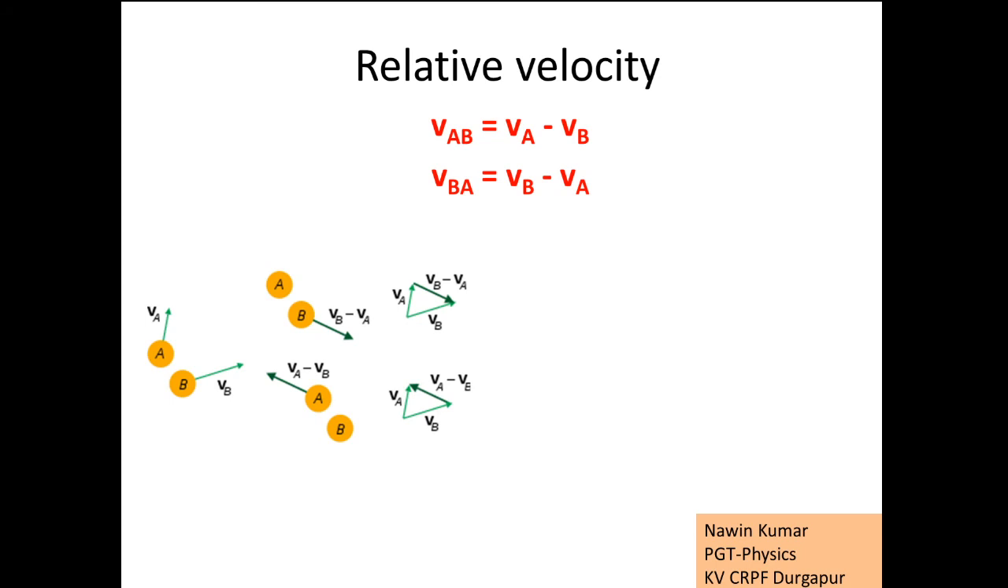Relative velocity means here the two objects, A and B, are moving. Let this one be moving with velocity VA and this one, B, be moving with velocity VB. Now, there are several cases: both can move along the same direction, both can move in opposite directions, or one can be at rest while the other is moving. So how can we find it out?